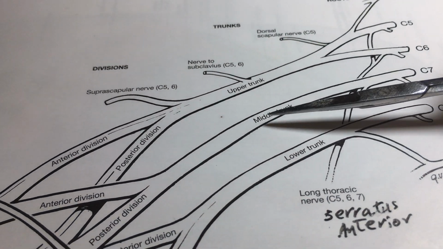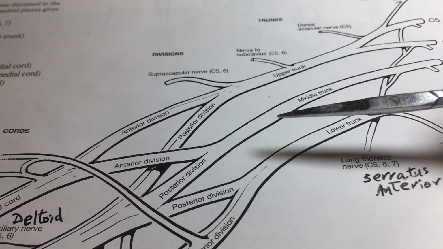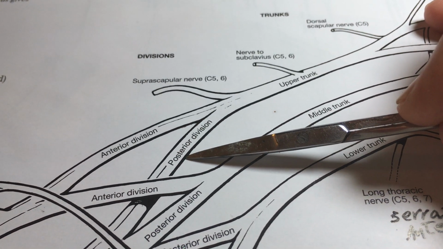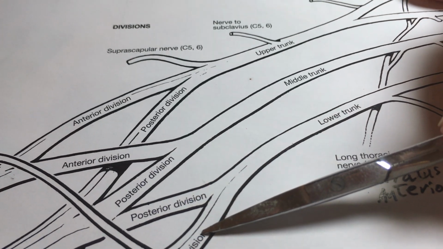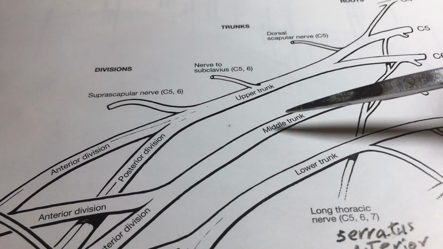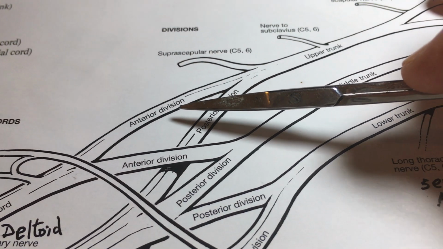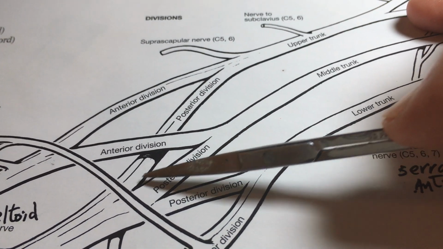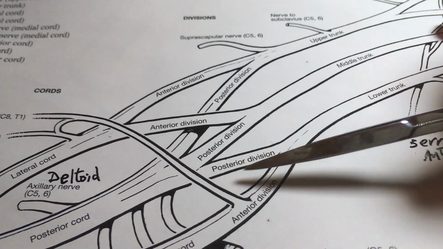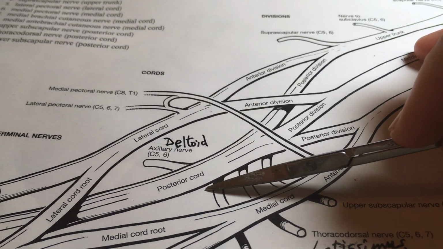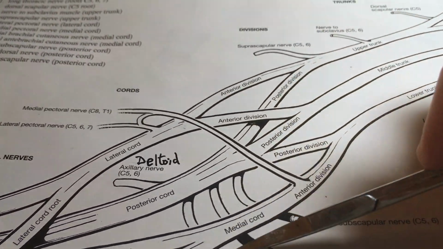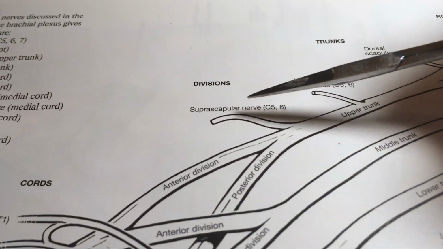So now here's the trunks. The trunks are going to go through further divisions. We're going to have anterior and posterior divisions for each of these trunks. So each one, upper, middle, and lower, they're going to have an anterior and posterior division. All of the posteriors come together. Do you see that? All the posteriors. And we're going to have a posterior cord. So this is the realm of cords. This is the realm of divisions.